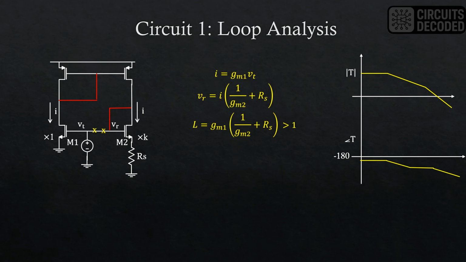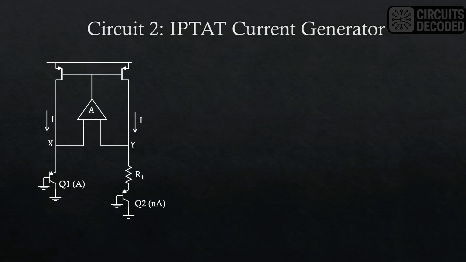Now, can you think of any positive feedback circuit that has loop gain greater than 1 but still works? Does such a circuit even exist? Indeed, there are cases when the loop gain is greater than 1 and yet the circuit is stable. One such example is the IPTET current generator as shown in this diagram.